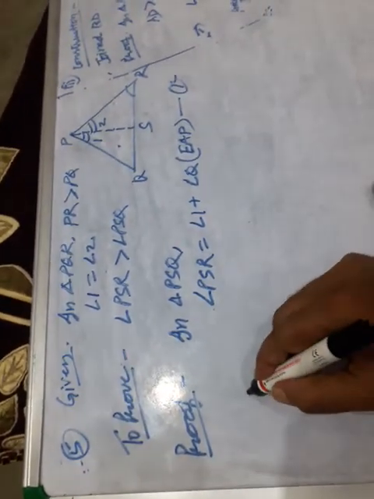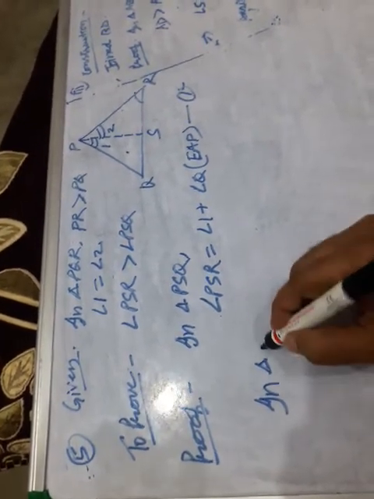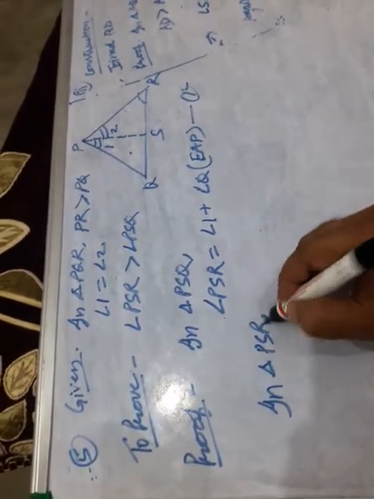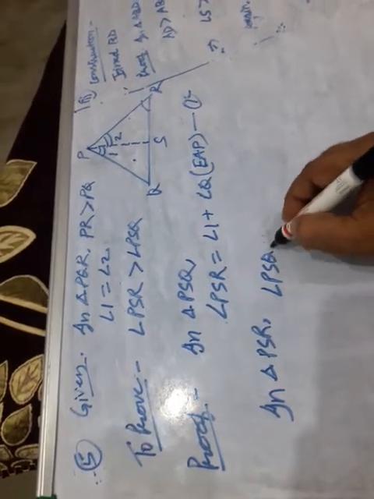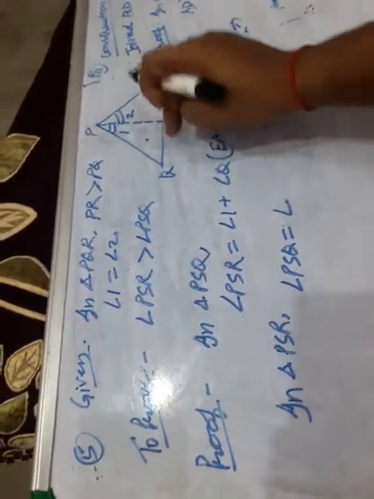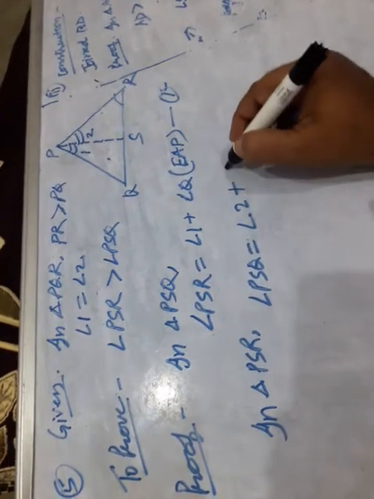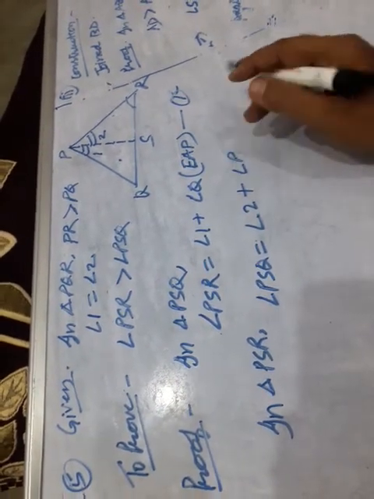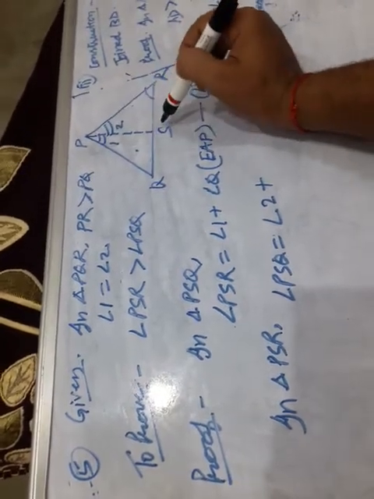Okay, again in triangle PSR, what do we have? Angle PSQ, this angle, the exterior angle, equals angle 2 plus angle R. This angle PSQ, that is what?